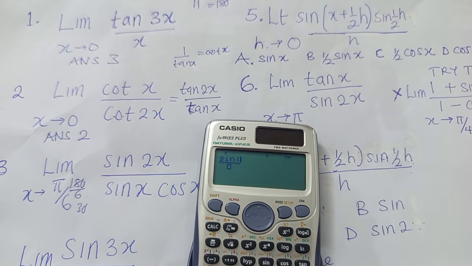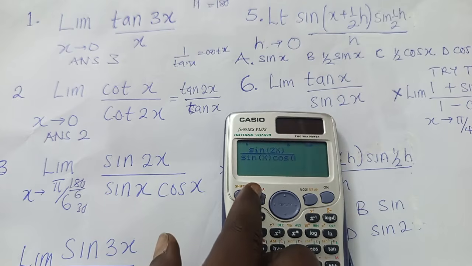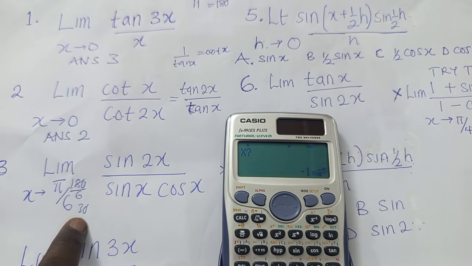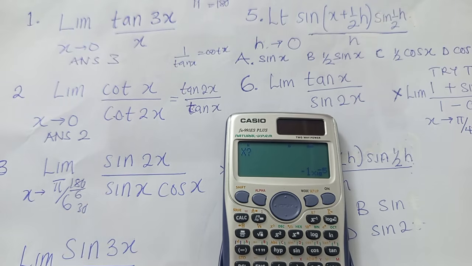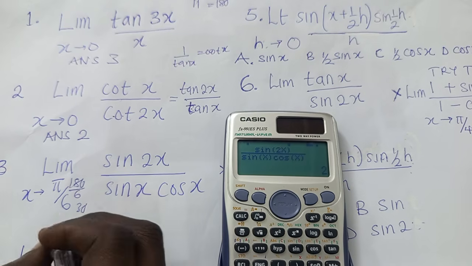So sine 2x, divided by sine x, close bracket, cos x, close bracket, press calc. As x tends to 30, you will not use 30 exactly because it's tending to 30. You can use 29.99. So our answer here is 2 also.